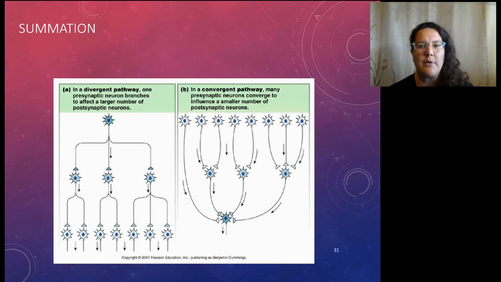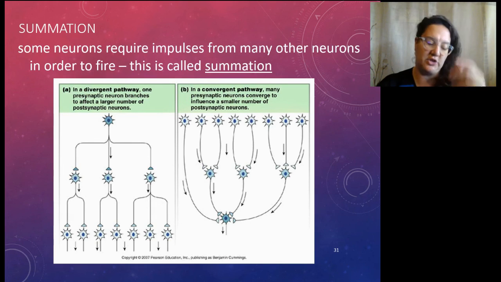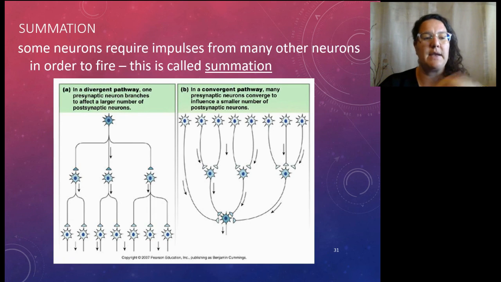So I also want to talk about the effects of summation. Some neurons require impulses from many other neurons in order to fire. This is called summation. So a neuron that needs summation will collect nerve impulses from many different neurons before it fires. So it will have a much higher threshold for stimulus before it will fire.